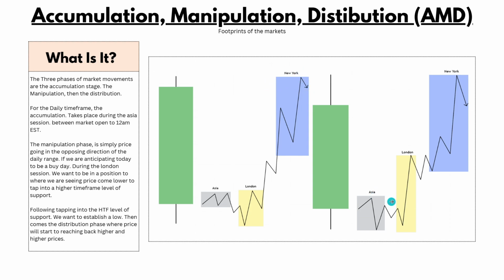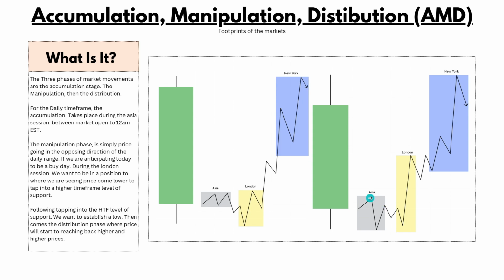Same thing can happen here, where the Asia session will accumulate, create this low, and then the London session will come lower once again to come back into that Asia session range before then finding support to push higher. Usually we want the low of the day to be established during either the Asia session or the London session for that manipulation move. As well as, how do we know a low is established? Well, price has to tap into a higher time frame level of support or level of resistance.